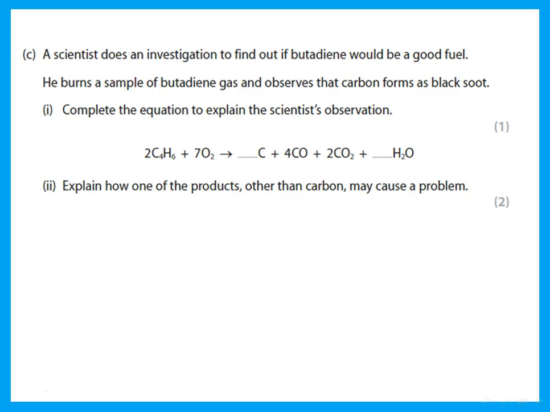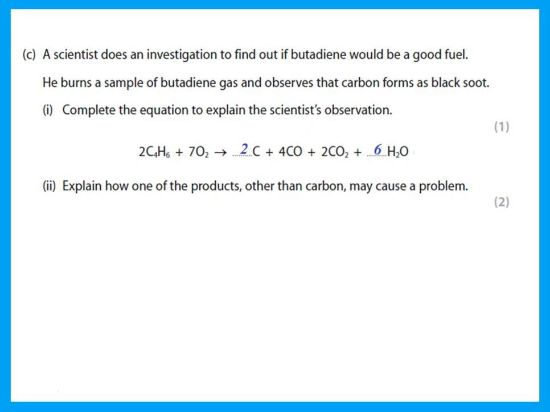We have 2 times 4, that's 8. So I need to put 8 carbons after the arrow. I already have 4 and 2, so that's 6, but I need 2 more to make them 8. Then how many hydrogens do I have? I have 2 times 6. So I need also after the arrow 2 times 6 hydrogen.